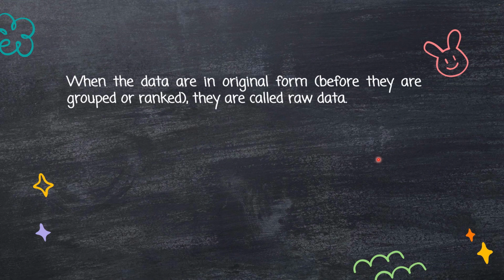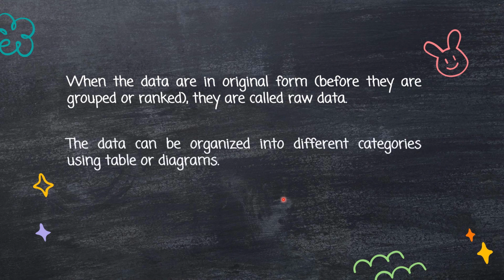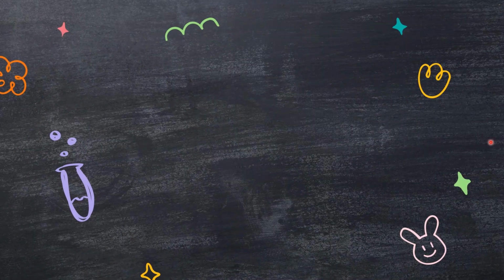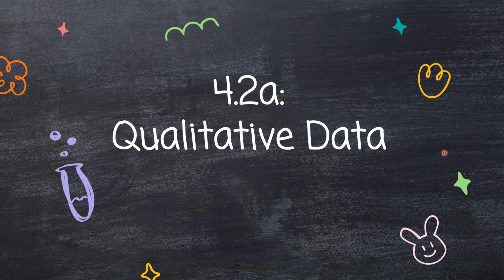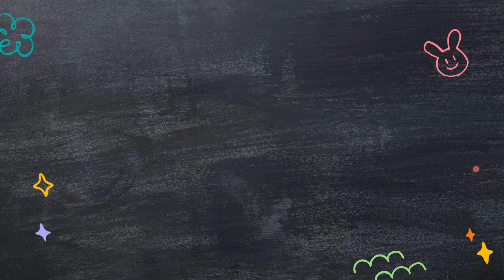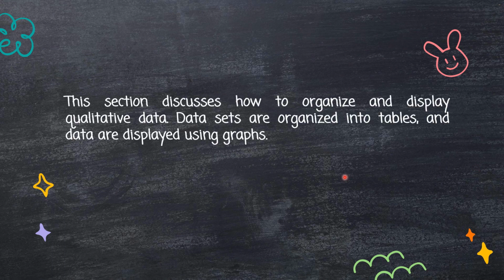When the data are in original form, before they are grouped or ranked, they are called raw data. The data can be organized into different categories using tables or diagrams. 4.2a Qualitative data. This section discusses how to organize and display qualitative data.